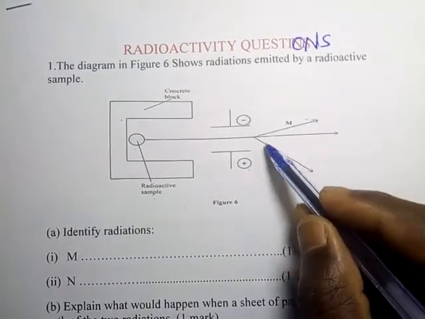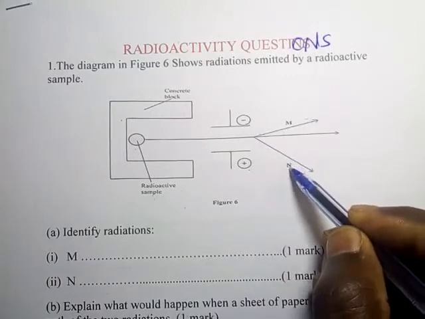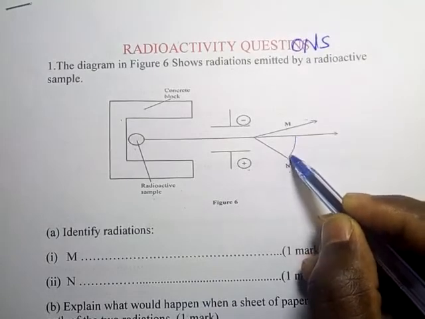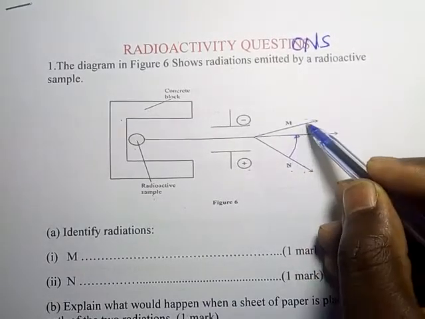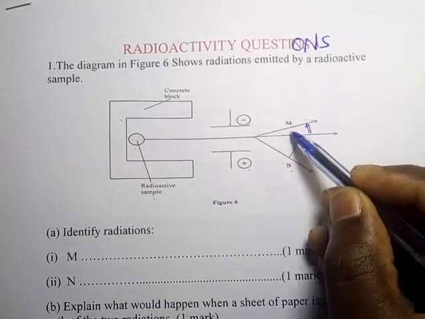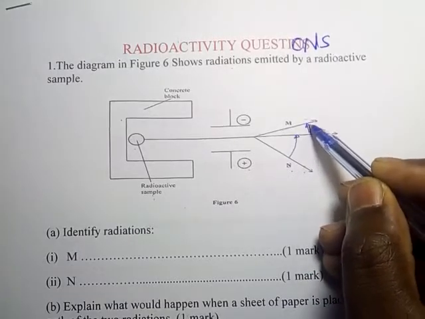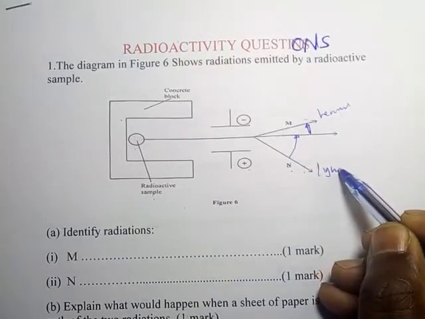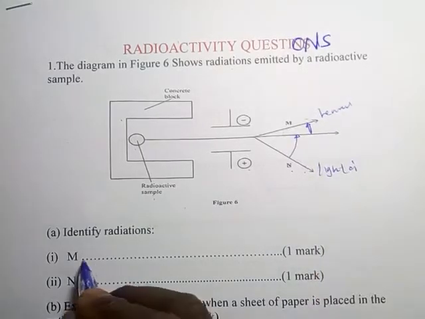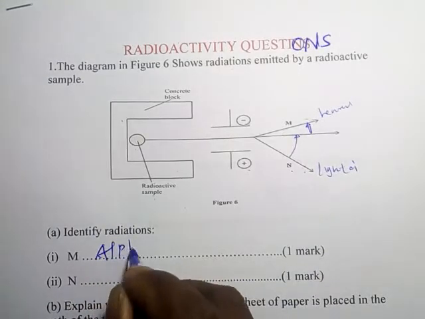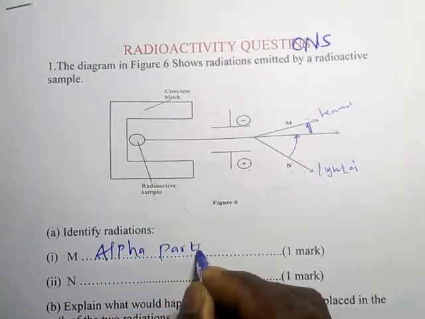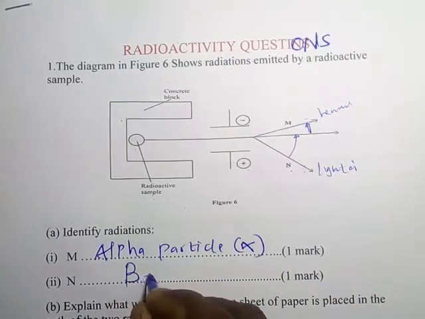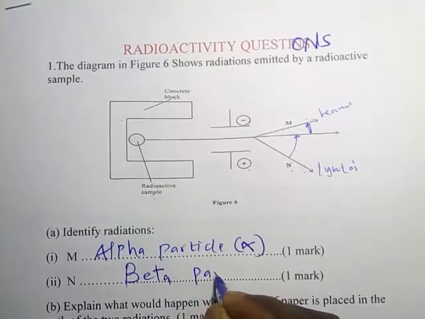Another thing you should know is the magnitude of deflection. Beta is very light, therefore the deflection is very big. Look at this one and then look at this one. M is alpha, and the deflection is very small because it is heavier. This one is lighter. So M is the alpha particle. Alpha, we use this sign, and this one is the beta particle.